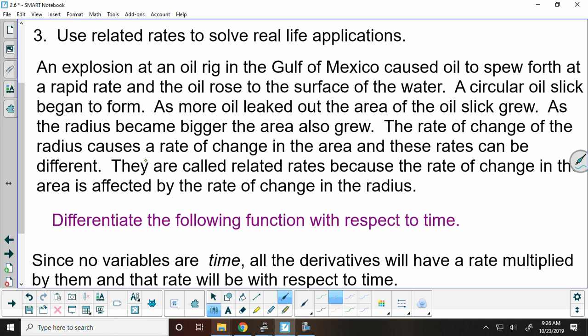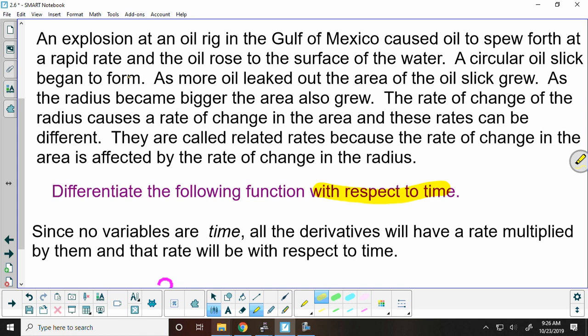They are called related rates because the rate of change in one was affected by the rate of change in the other. So our goal today is to learn how to differentiate anything with respect to what this time? With respect to time. And what was it yesterday? With respect to x.